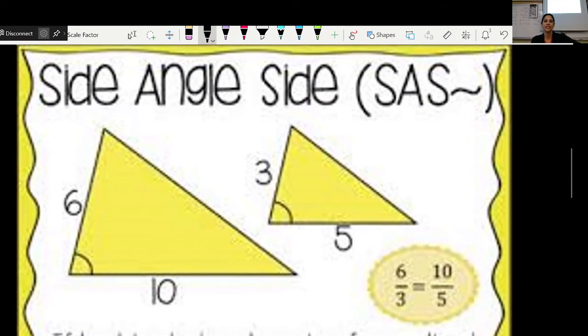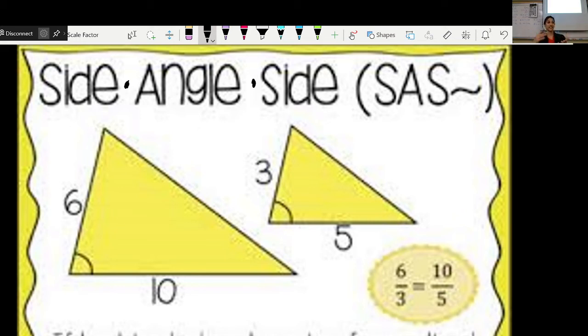So there's a little bit of just background information, which we often do when we're starting off a new section. And then there's this side angle side. Have you heard of this side angle side? When we are dealing with two similar triangles. These two triangles are called similar triangles.